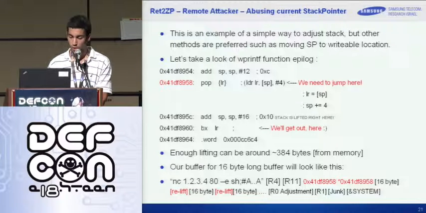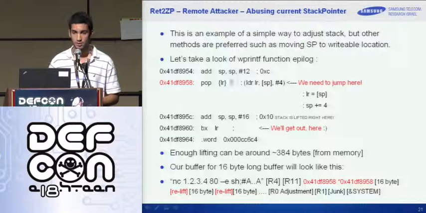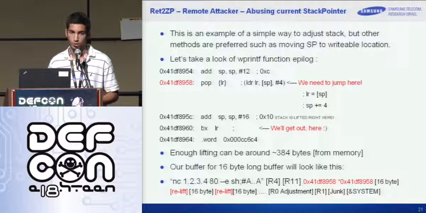And then we'll put a new instruction right here where we want to jump next time. So we can jump again and again and again and lift our stack. We only need to lift our stack 384 bytes so the system will not override ourselves, and we can execute whatever payload we want.